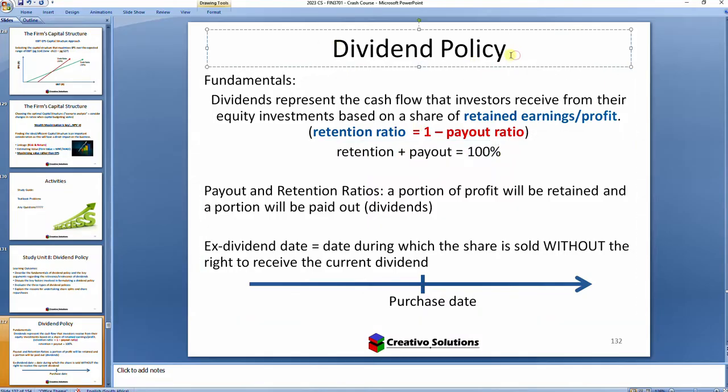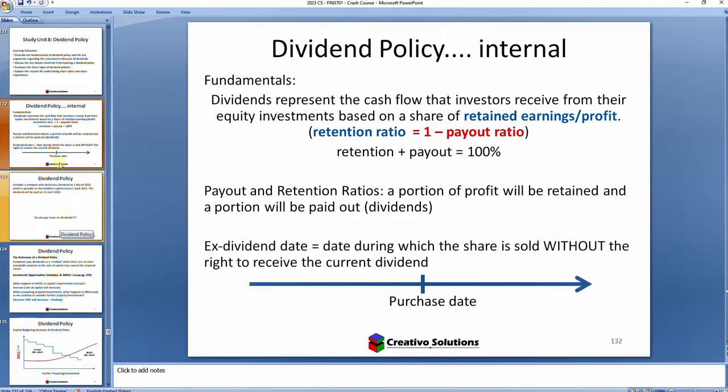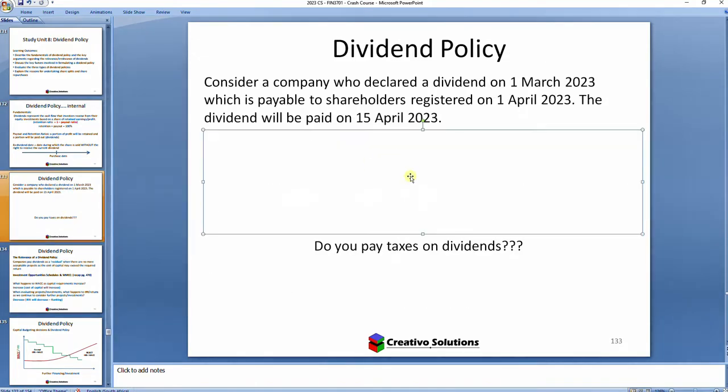So when you're looking at this chapter, it's internal. The board of directors will decide how much they're going to pay out, how much they're going to keep. Okay, and it's all part of their policy. When they pay out dividends, it's good. It's very good.